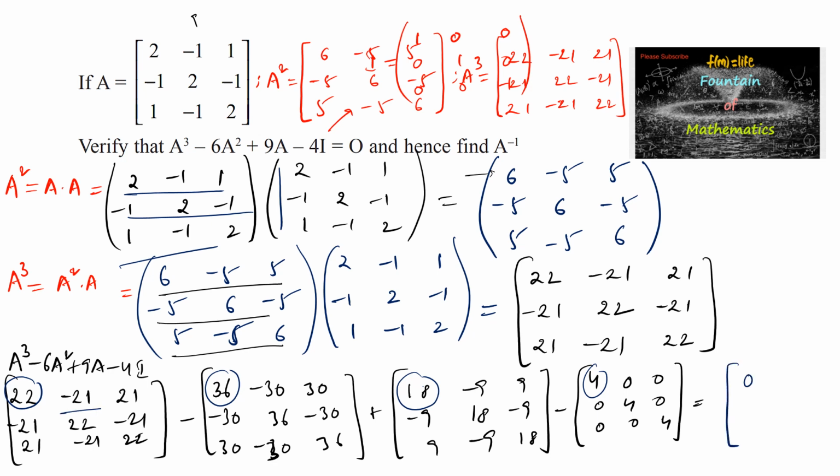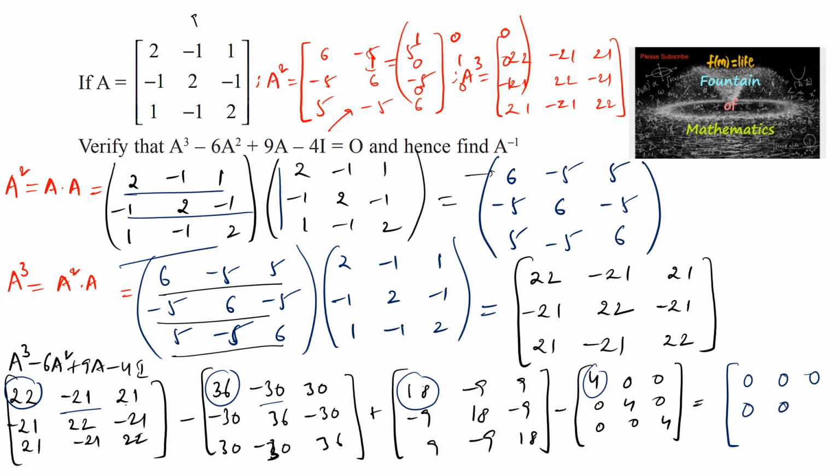And similarly the second element, minus 21 plus 30 is 9. 9 minus 9 it's a 0. And 21 minus 30 is negative 9 plus 9 is 0 again. And similarly we can simplify the remaining, minus 21 plus 30, 9 minus 9 is 0. And here 22 minus 36 and 18 minus 4 is 14. 14 plus 22 is 36 minus 36 is 0.